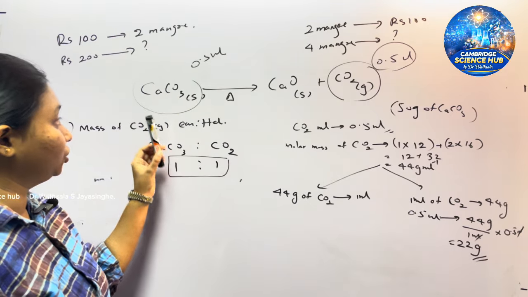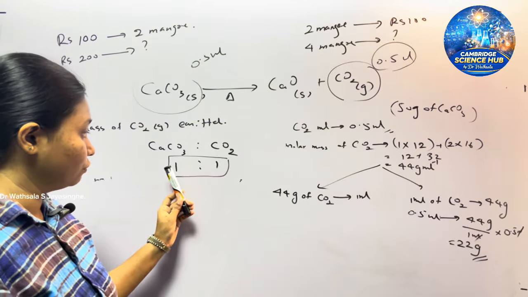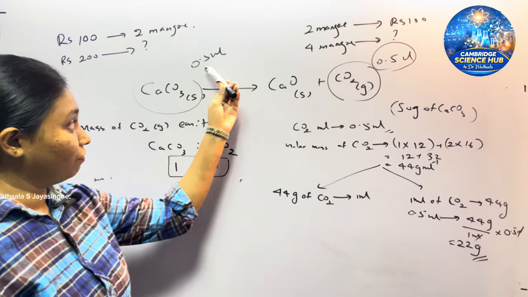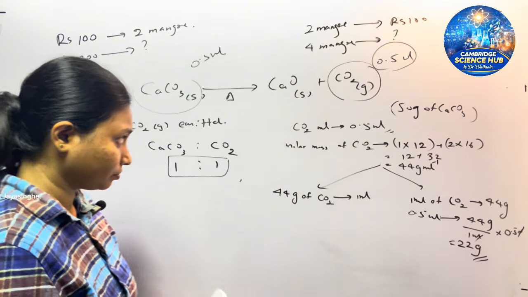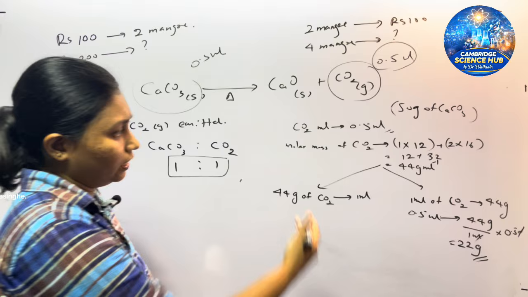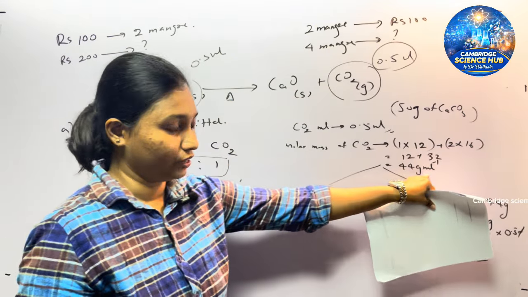And we found the ratio according to this between calcium carbonate and carbon dioxide. It is 1 to 1. Because 0.5 moles is used there, the gas emitted will be 0.5 mole. Okay, that already we found. And based on that, again we found the molar mass of carbon dioxide, 44 grams per mole.